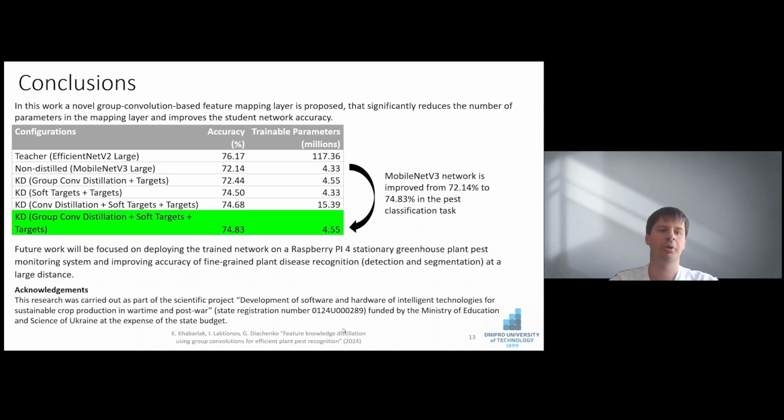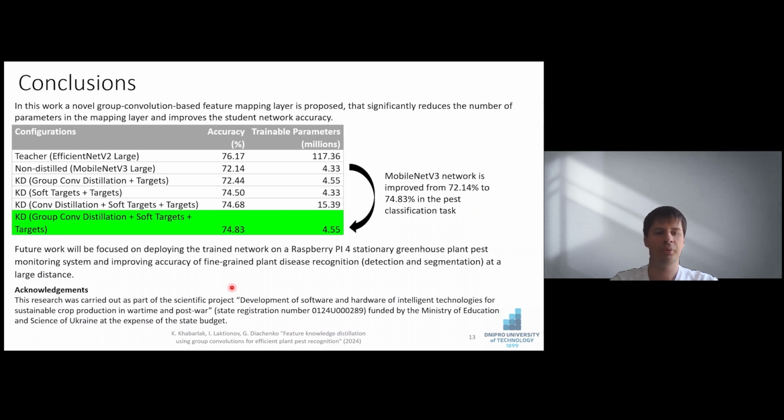In conclusion, with this work, a novel group convolution-based feature mapping layer is proposed that significantly reduces the number of parameters in the mapping layer and improves the student neural network accuracy. As you can see, by utilizing the proposed distillation approach, MobileNet V3 neural network performance has been improved from 72.14% to 74.83% in the plant pest classification task, and the approach has also improved over the vanilla distillation approach, as shown by soft targets plus targets.